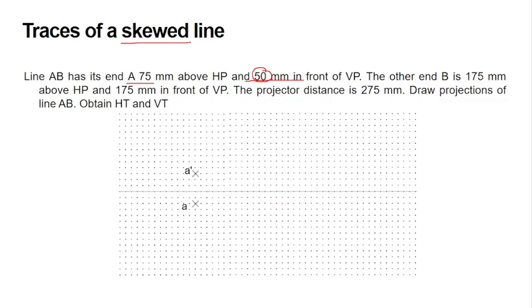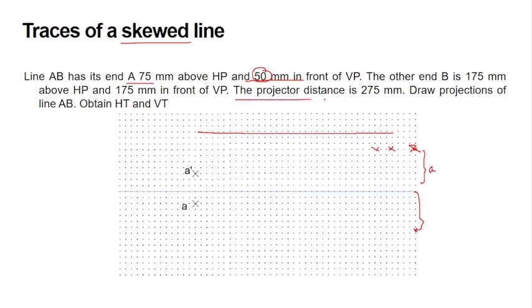The other end B is 175 mm above. So we can count 1, 2, 3, 4, 5, 6, 7. Okay. So this is going to be B. 175 above. And then 175 in front. So similarly somewhere 175 will come here. But we don't know this distance. Where do we make this point? Either here or here or here.